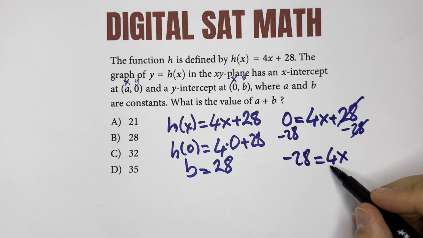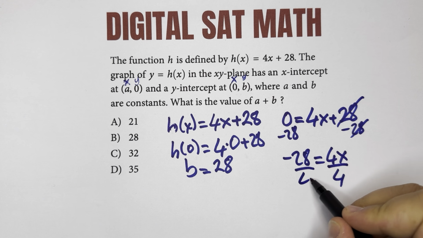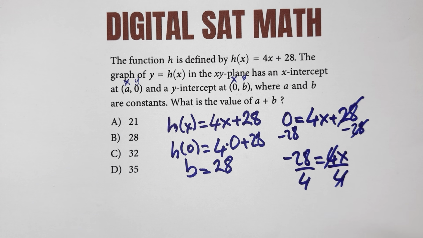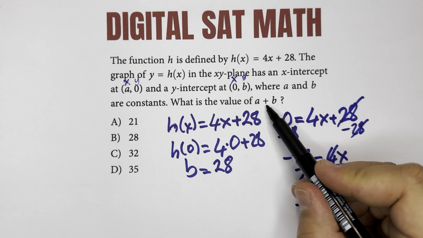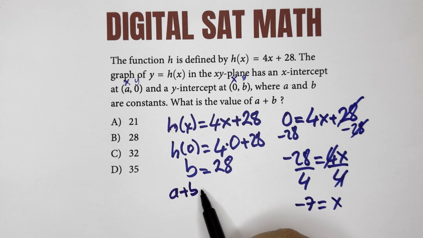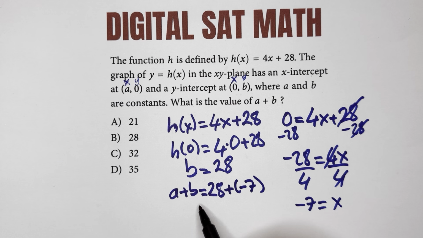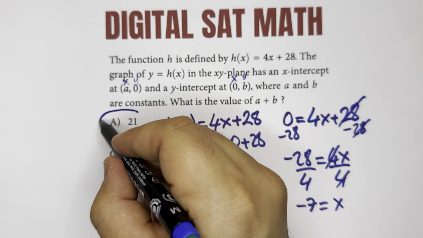Now we're going to divide both sides by 4. When you divide both sides by 4, negative 28 over 4 is negative 7. So x is negative 7. And the question was to find a plus b. To find a plus b, 28 plus negative 7. So 28 minus 7, because one positive and one negative next to each other turns into negative. 28 minus 7 is 21. The answer is A.